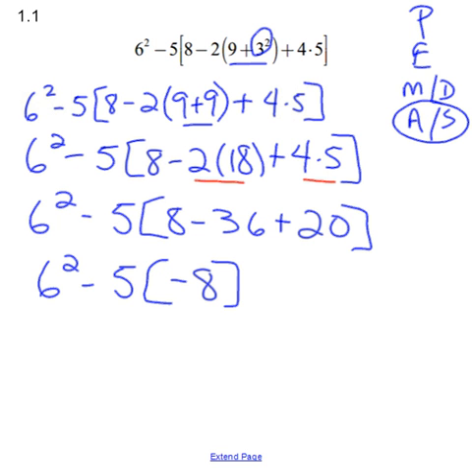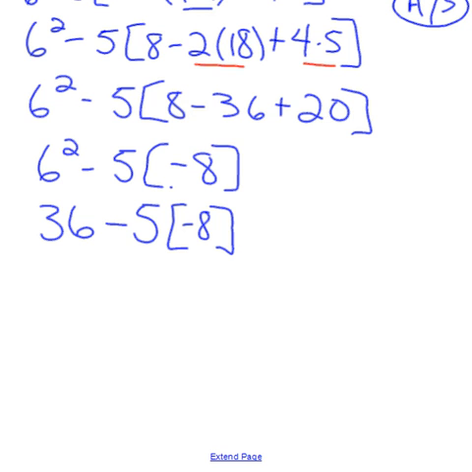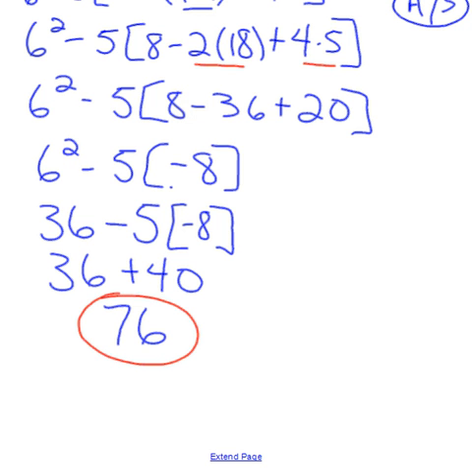So out of what's left here, I have an exponent, a subtraction, and a multiplication. So I'm going to do the exponent first, because I'm just going to do this. And now I'm going to do my multiplication here, negative 5 times negative 8. So my final answer for the whole thing is going to be 76.